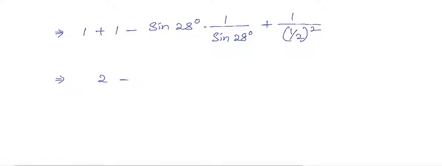Now 2 minus this, sine 28 divided by sine 28 cancels out. So we'll get 2 minus 1 plus 1 divided by 1 by 4, because 1 by 2 square means 1 by 4. So 2 minus 1 becomes 1, and this 4 goes to the numerator. So 1 plus 4 becomes 5. So finally the answer is 5.